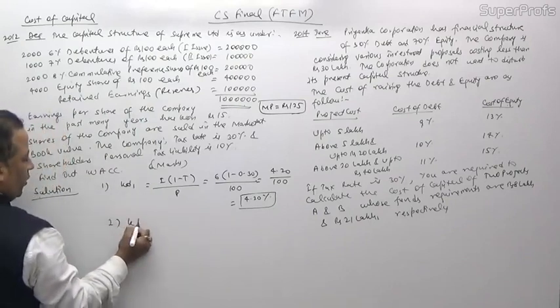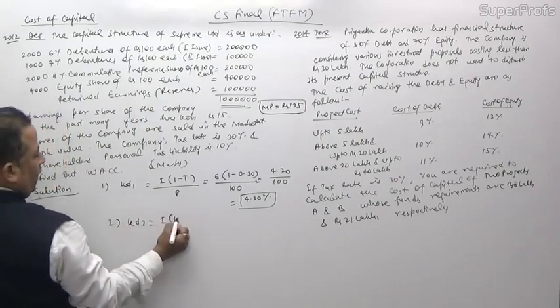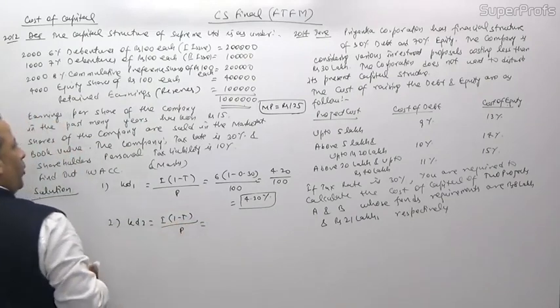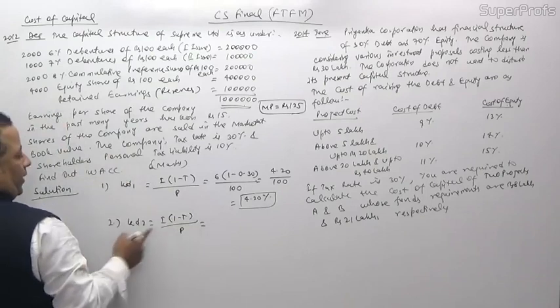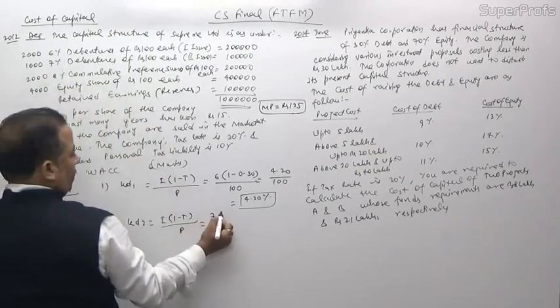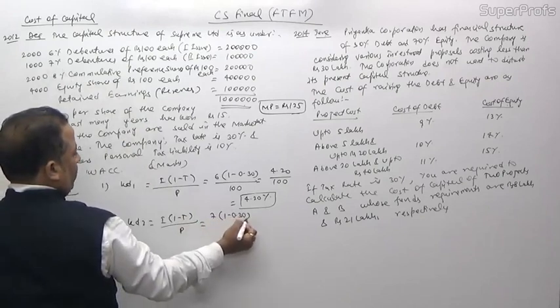Number 2, the cost of debt 2: I(1 minus T) divided by P. I stands for interest rate, 7%, and the tax rate is 30%.